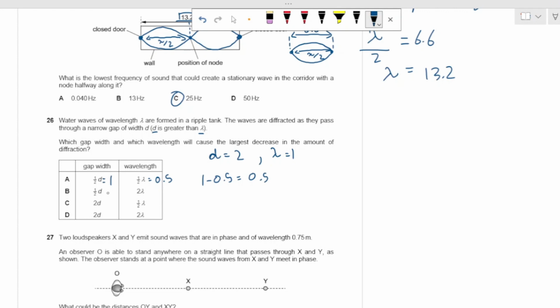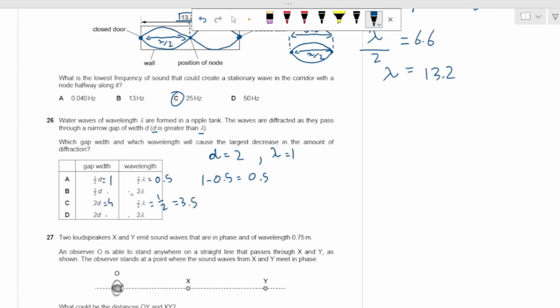We can do the same thing for all the rest of the values. Let us do for option C first of all. So 2 into 2, that gives us 4 for the gap width over here. And then we have 1 by 2 over here. So 4 minus 1 by 2. That gives us a difference for this one as 3.5.